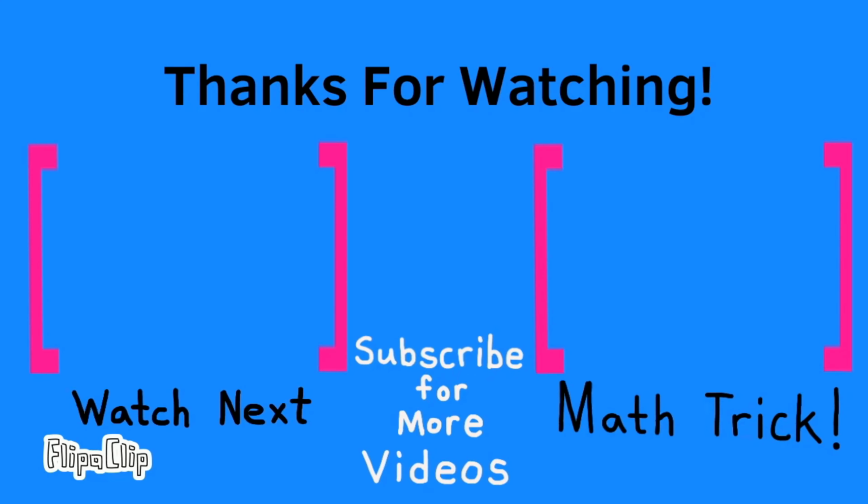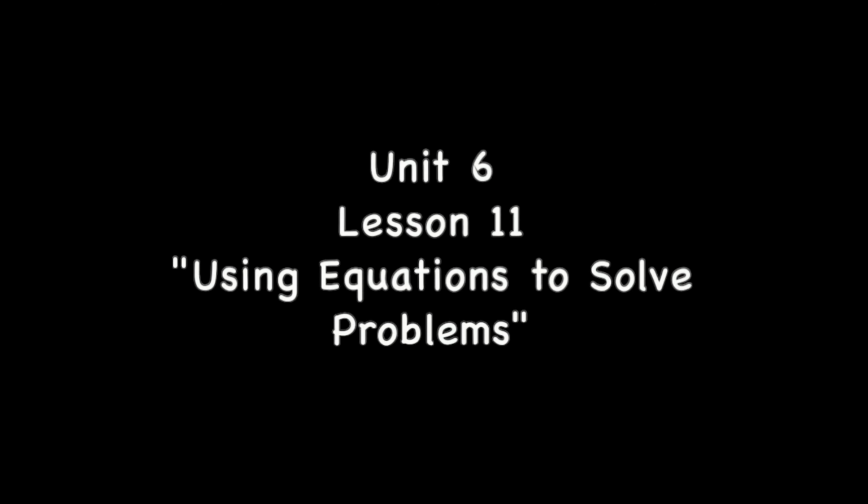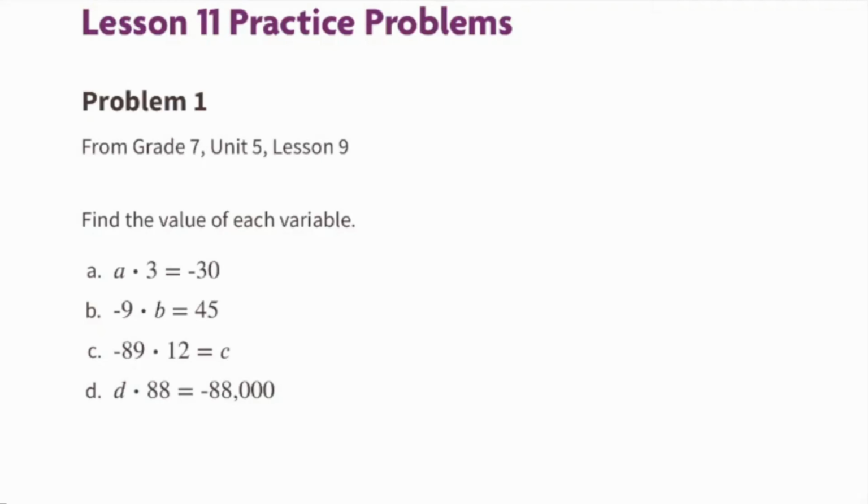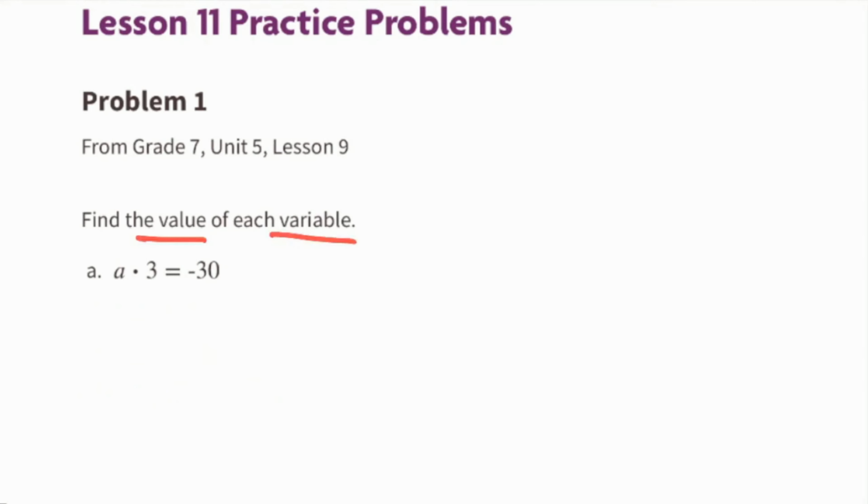Seventh grade Open Up Resources Illustrative Mathematics, Unit 6, Lesson 11, Using Equations to Solve Problems. Problem number 1 from 7th grade, Unit 5, Lesson 9. Find the value of each variable. A times 3 equals negative 30. Since negative 10 times 3 equals negative 30, A equals negative 10.